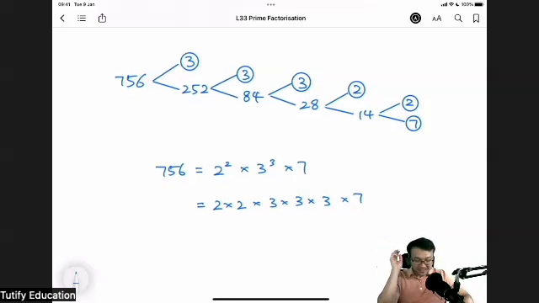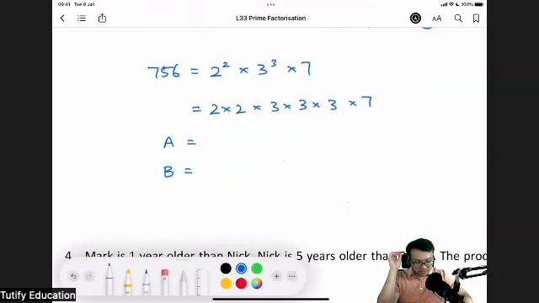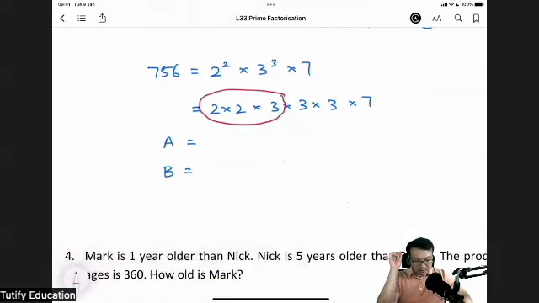Okay, Maximus? Now let's try to combine some numbers. Imagine you have two whole numbers. One whole number is A, and another whole number is B. Why not you try to combine? Let's just try to combine maybe this. So what do we get if I combine these three? 2 times 2 times 3, what do I get?